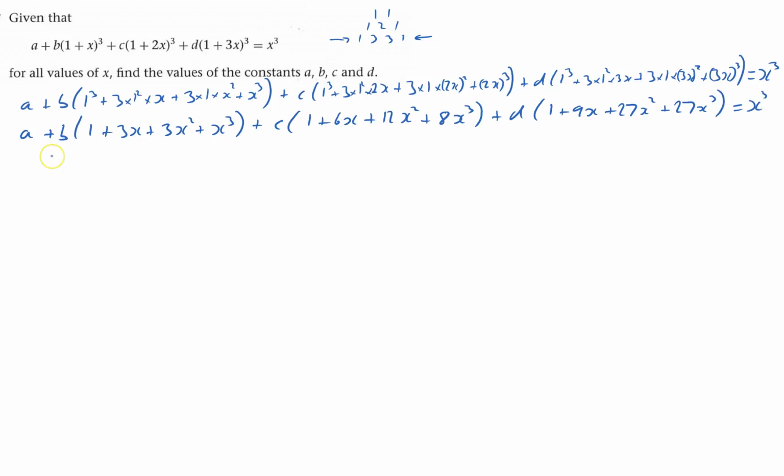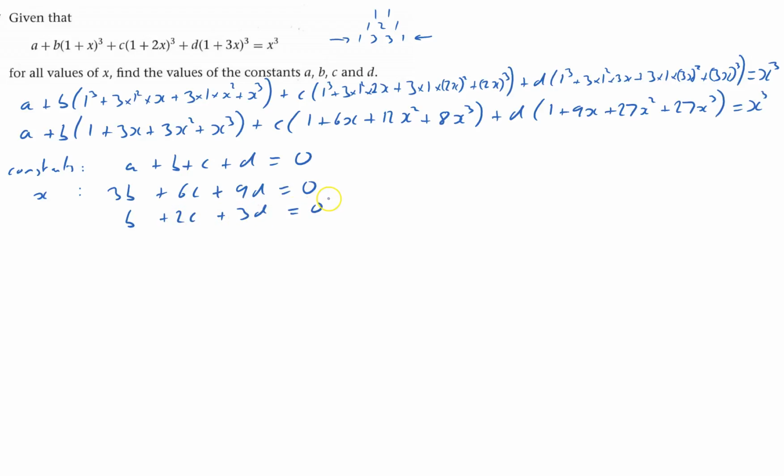So let's have a look at the terms. So let's do the constants. Constants: a plus b plus c plus d equals nothing. And then the x term, no a's, that'll be 3b plus 6c plus 9d equals 0. Divide 3 by 3, b plus 2c plus 3d equals 0.